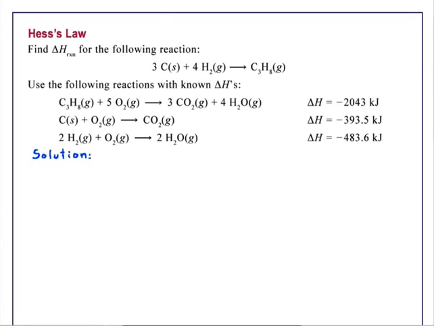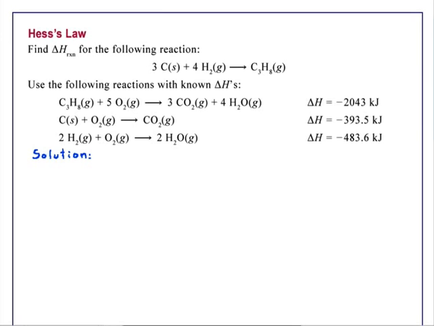In this problem and other Hess's law problems, we use the three equations that are given and manipulate them so that when we add them together, we arrive at the reaction of interest. The delta H's will be changed accordingly. Remember, if you reverse a reaction, the sign of delta H is also reversed. If you multiply a reaction by a number, you also multiply the delta H by that same number.